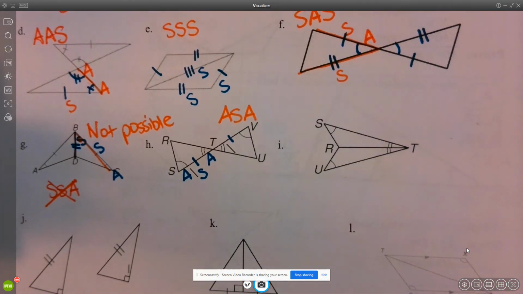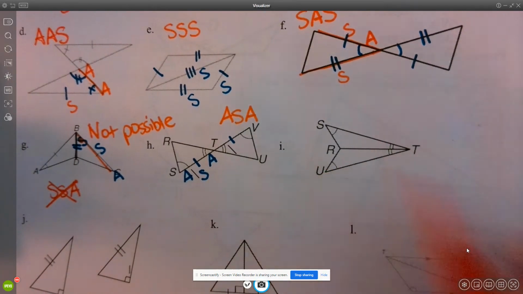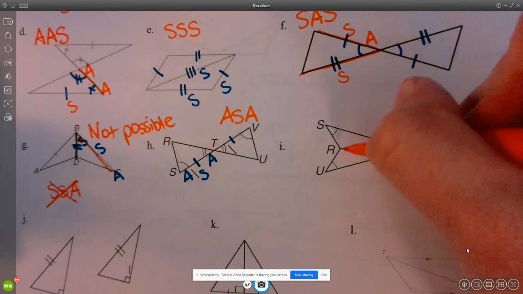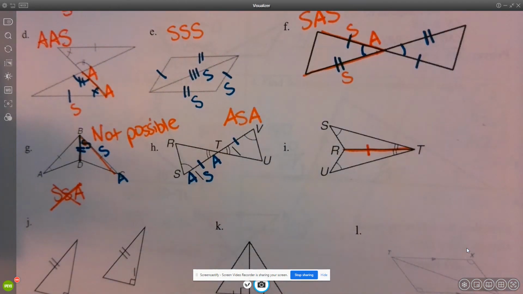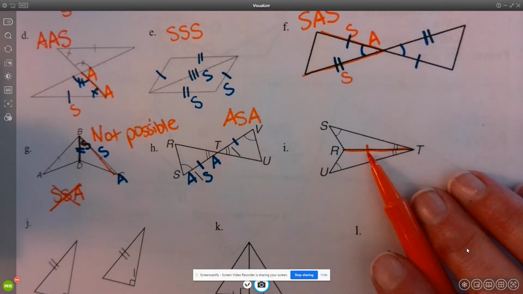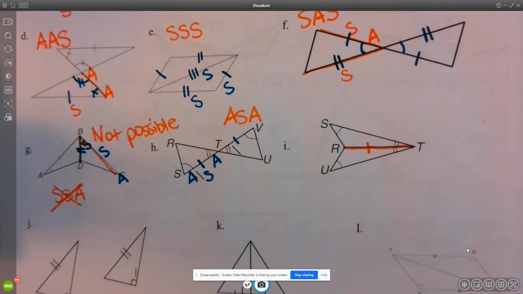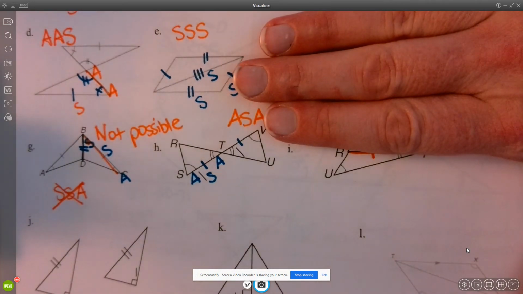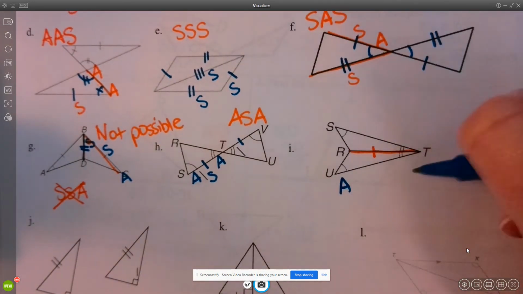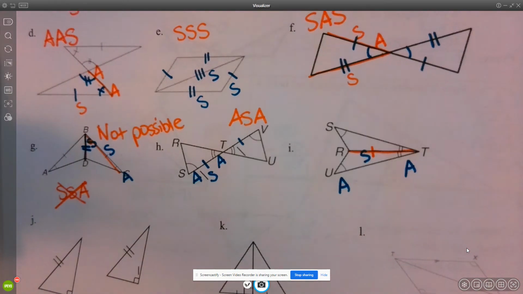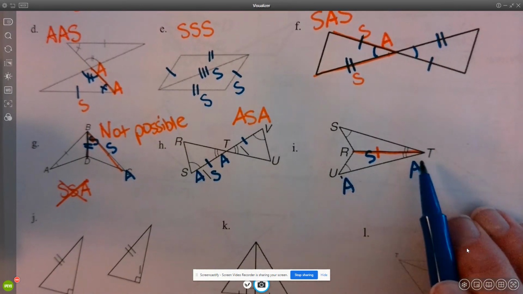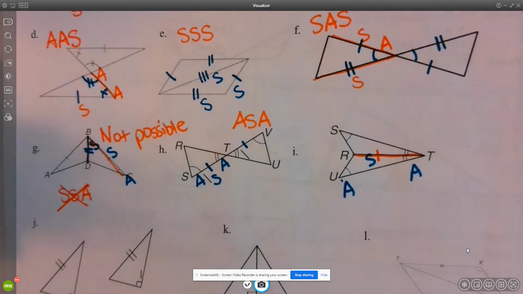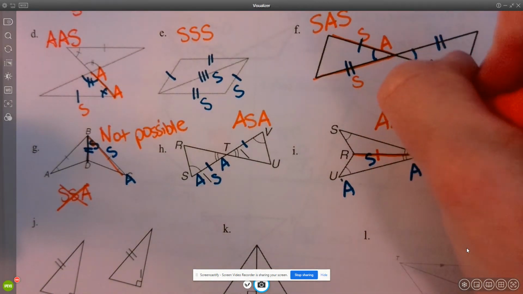Part I, I have two pairs of congruent angles. Hopefully you noticed we could go ahead and add in a congruent side because they share side RT. So by the reflexive property, that is a side that is congruent to itself. So looking at the triangle, I've got an angle, and a side. The side, notice, is not in between the two angles. Therefore, this is an example of angle, angle, side.